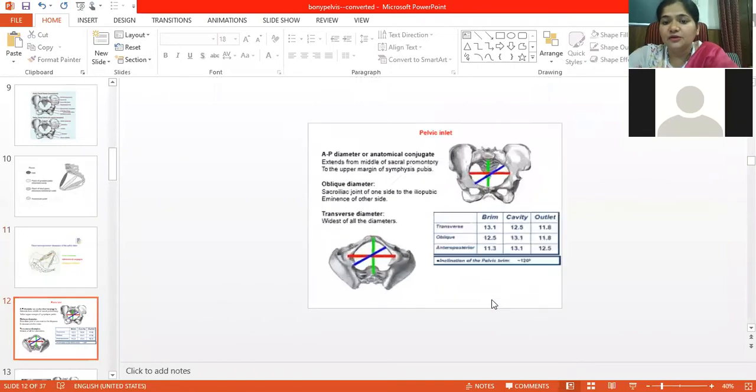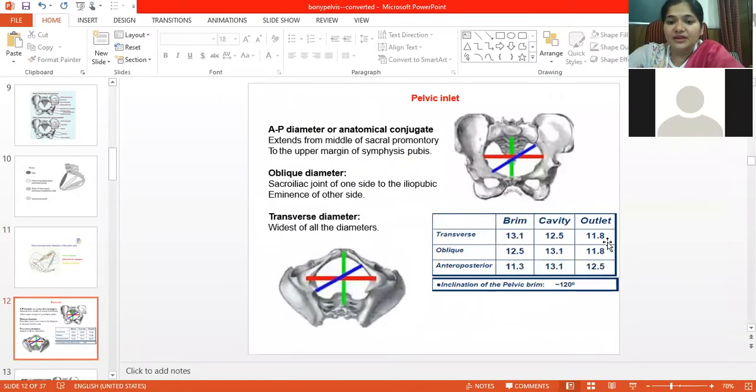diameters which are given for the brim, cavity and outlet. As you can see, at the level of the brim or inlet, it is the transverse diameter, because it is transversely oval, it is going to have a larger transverse diameter. In the cavity, almost everything is the same. And in the outlet, as I said, the anteroposterior diameter is going to be the highest.